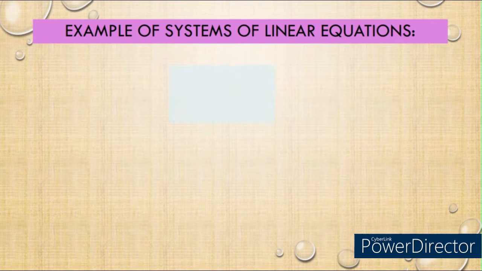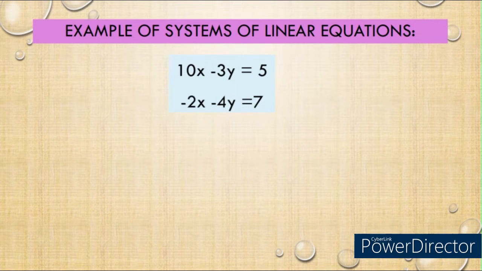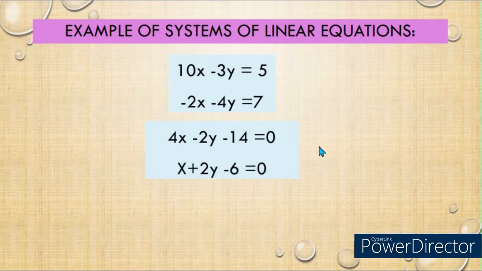So we have here examples of systems of linear equations. We have 10x minus 3y is equal to 5 and negative 2x minus 4y is equal to 7. So our equation 1 is 10x minus 3y is equal to 5, and our equation 2 is negative 2x minus 4y is equal to 7. Okay, another example. We have here equation 1, 4x minus 2y minus 14 is equal to 0, and x plus 2y minus 6 is equal to 0. So that is our equation 2.